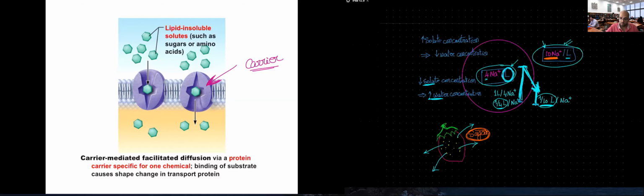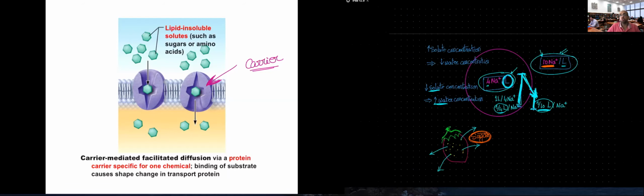All right, so is this passive or active? Did I need to consume energy for this water to move? Is this passive or active? It's passive. I didn't consume any energy. I didn't pay for the water to leave the cell. All right, it's passive. What do I call this passive transport?